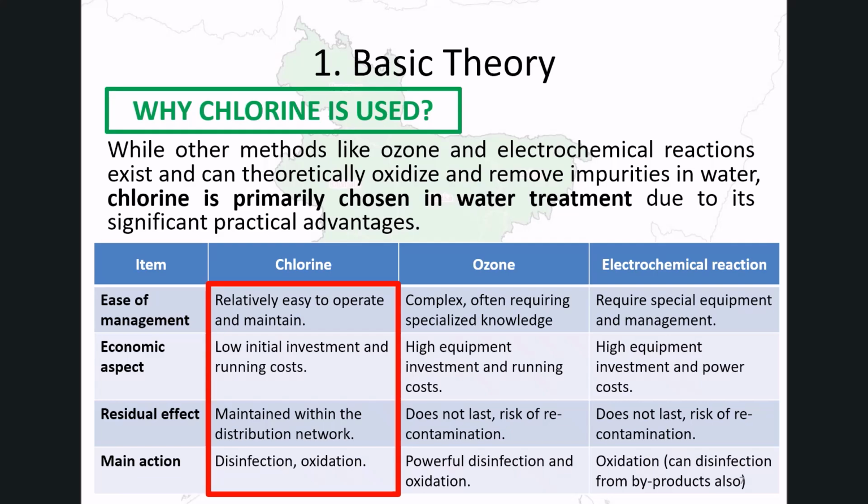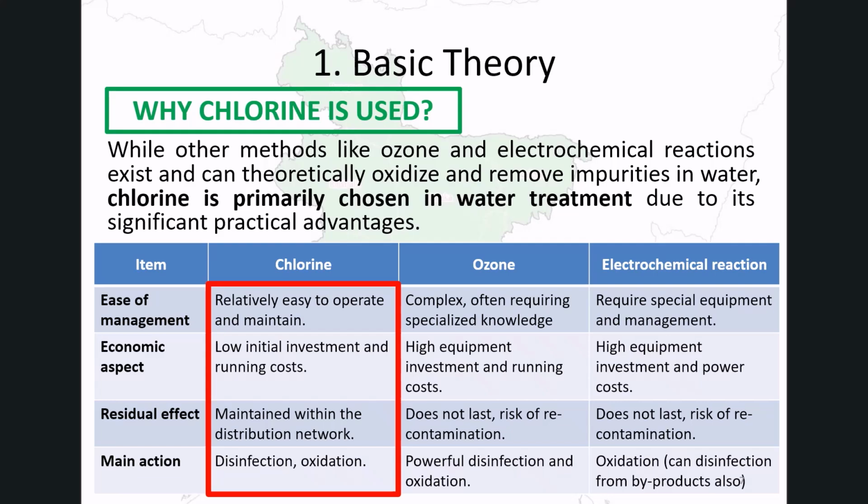Other oxidation methods such as ozone or electrochemical reactions are technically effective for water treatment. However, chlorine is chosen in most water supply systems because of its practical advantages. Chlorine system is relatively simple to operate and maintain. Compared to ozone and electrochemical systems, it requires lower investment costs and less complex equipment.